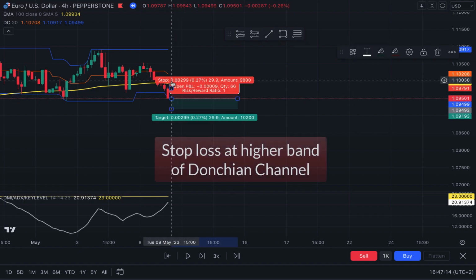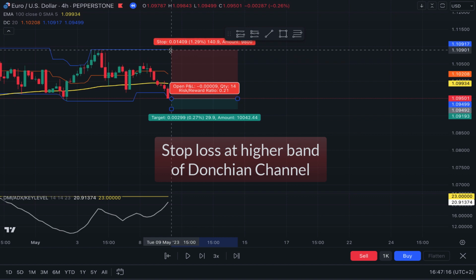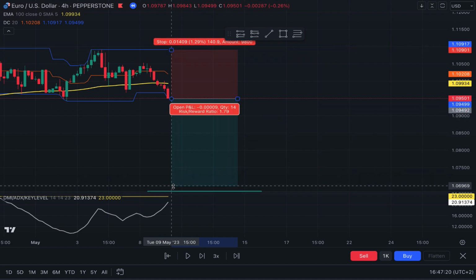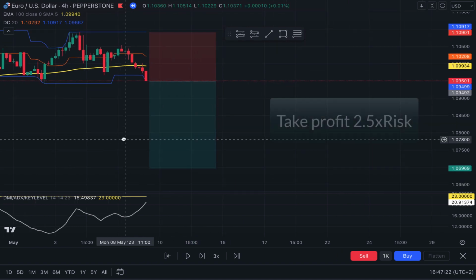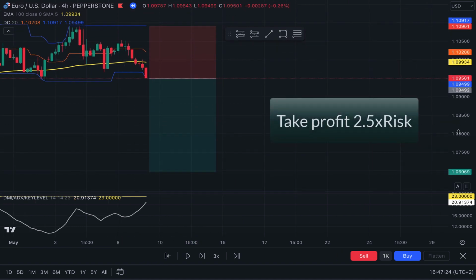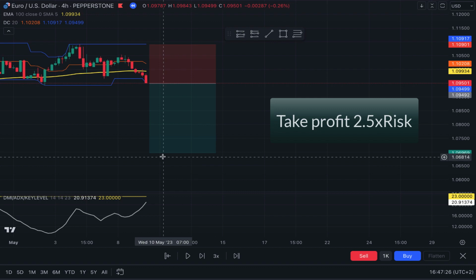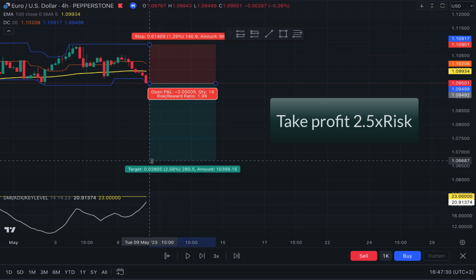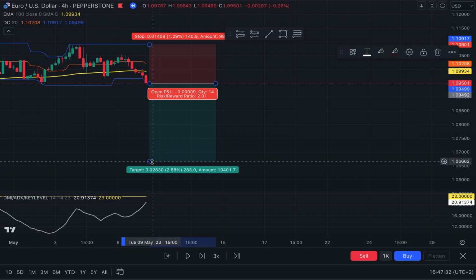For a short position we will place our stop loss order at the highest band of the Donchian Channel. The take profit order will be placed at 2 times the risk. Now let's see how our trade runs.